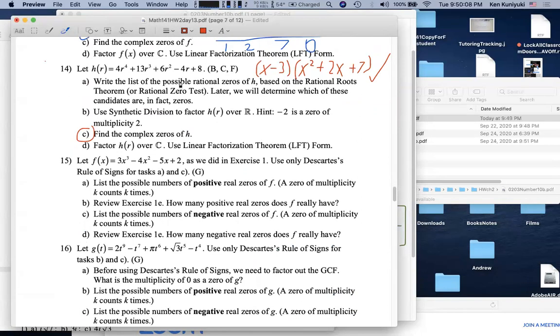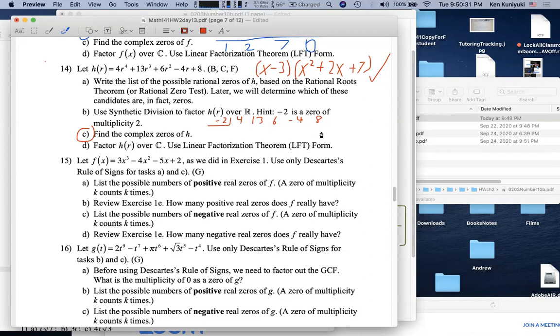All right, so what's going on here? List the possible rational zeros. I give a key hint in part B, right? So -2. I use that one, -2, and use synthetic division. Right, so you get this division, right? I get a 4, 5, -4.